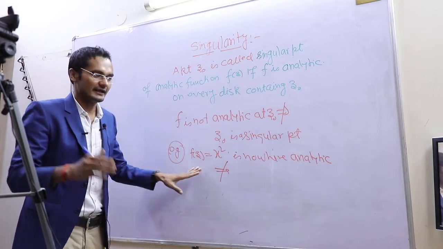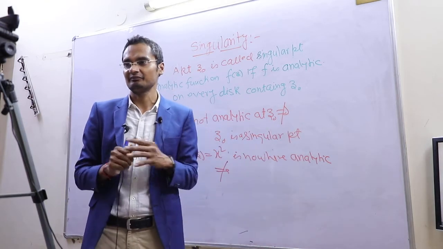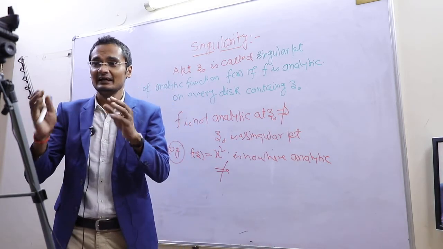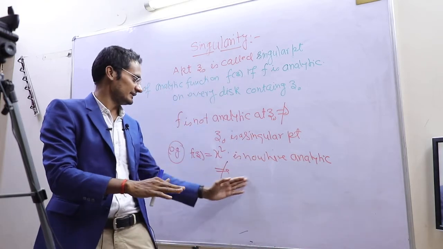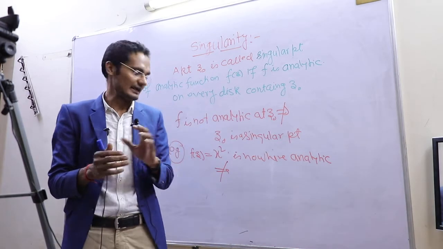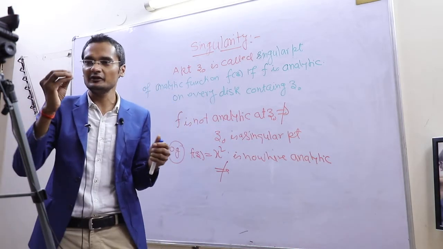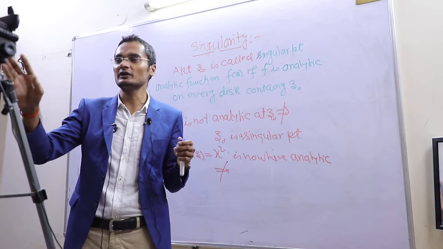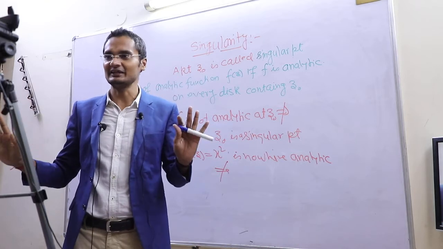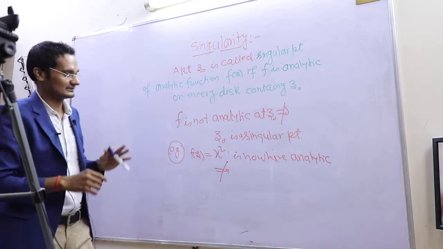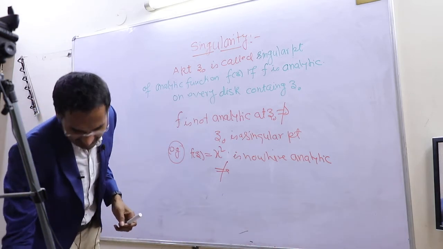For example, f(z) equal to x square is nowhere analytic. It does not mean that every point is a singular point. Again I am repeating, f(z) equal to x square is nowhere analytic. It does not mean that every point of the complex plane is a singular point. For singularity, the function must be analytic in a punctured neighborhood. So, this is what we had discussed, and some examples we can see.